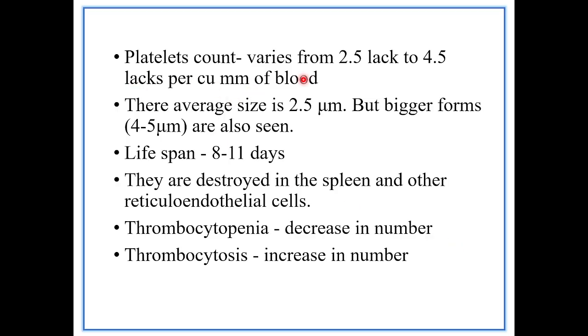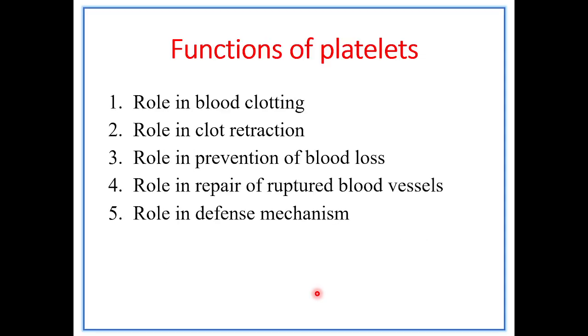Platelet count varies from 2.5 lakh to 4.5 lakhs per cubic mm of blood. Their average size is 2.5 micrometer, but bigger forms of about 4 to 5 micrometer are also seen. Lifespan is 8 to 11 days, and they are destroyed in the spleen and other reticuloendothelial cells. A decrease in the number of platelets is called thrombocytopenia, and an increase is called thrombocytosis.